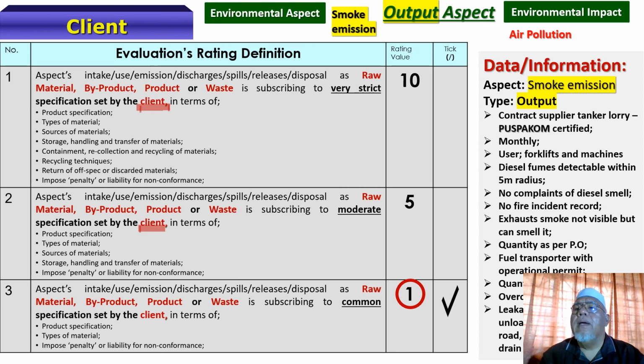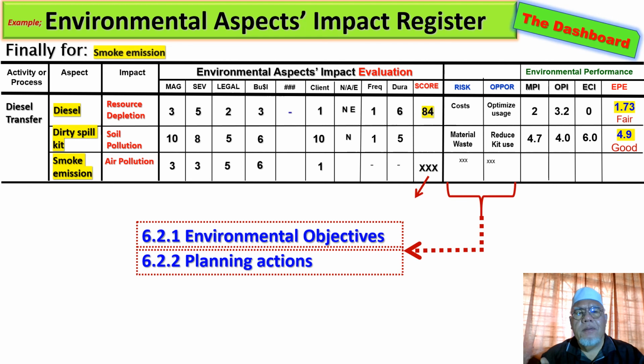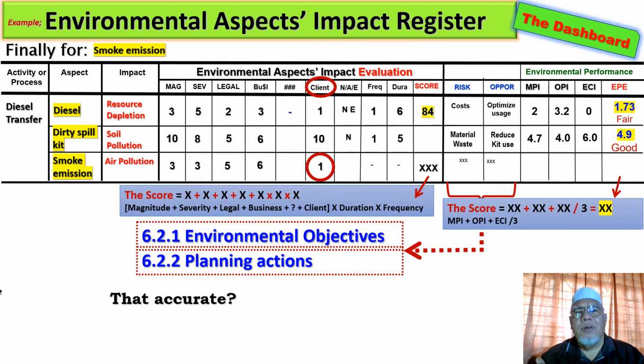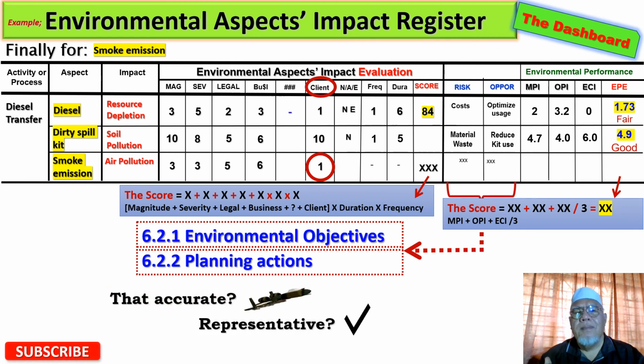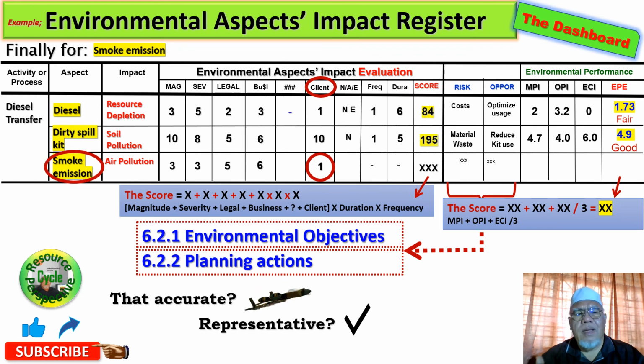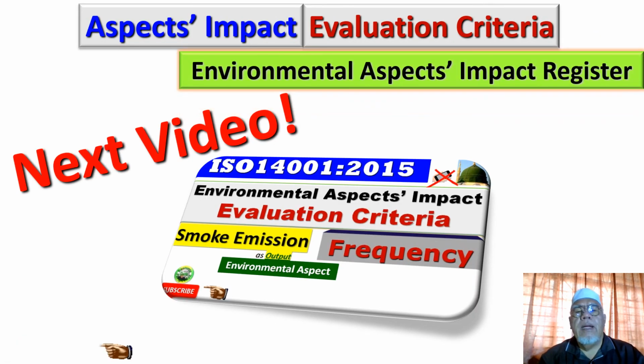So how does it fare from here? Apparently it is scoring 1, there you are, for clients, and that's the rating score for smoke emission under the evaluation criteria client. So that's about it. That is how it works. I believe you are able to pause and return back to the earlier part where we have got the definition for this particular criteria, and you can modify it to suit your local conventions. Okay, now that's about it. So we're going to look into something more interesting. I believe the frequency of the smoke emission, how would that be rated?